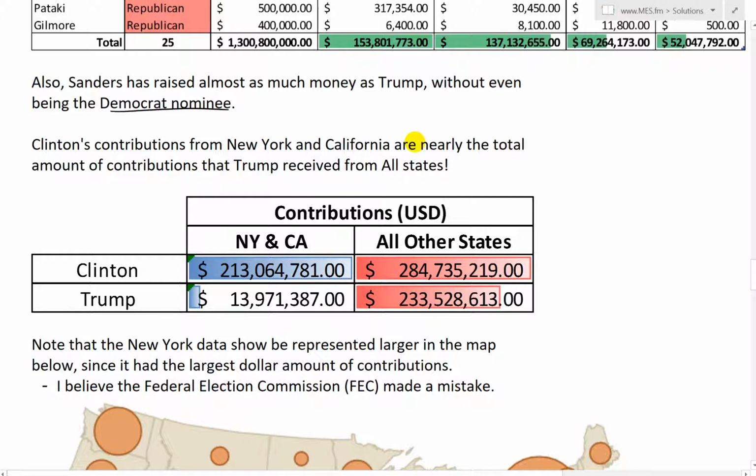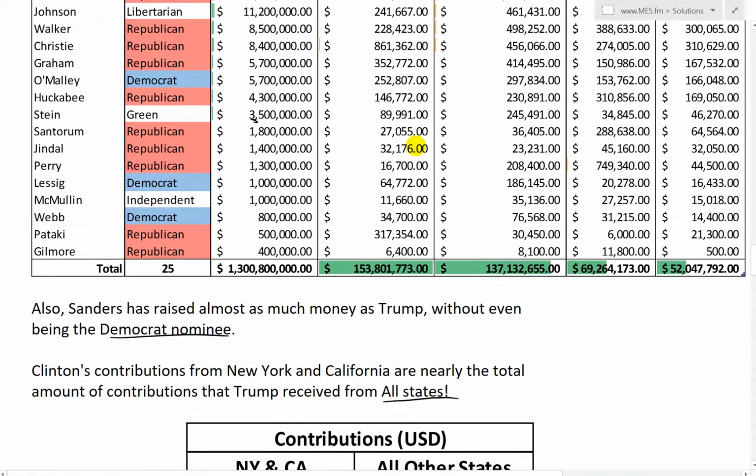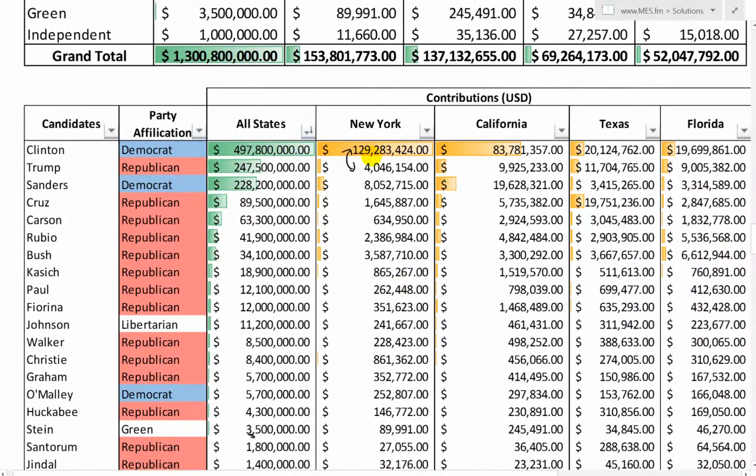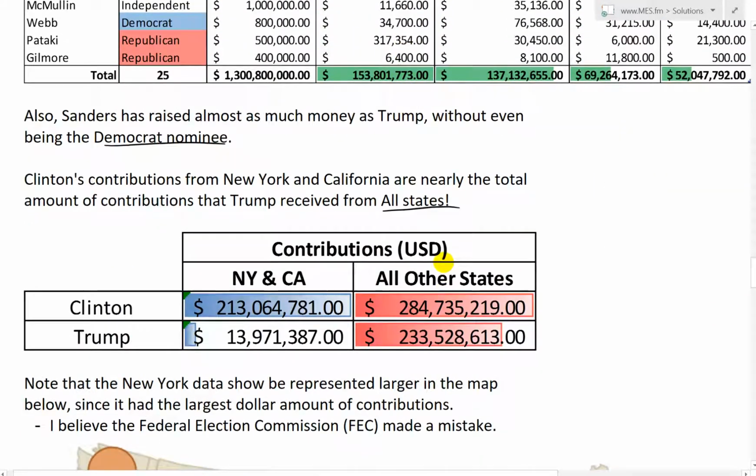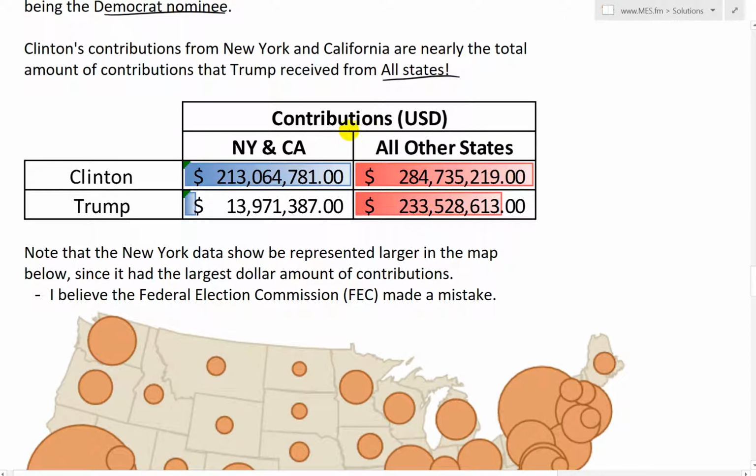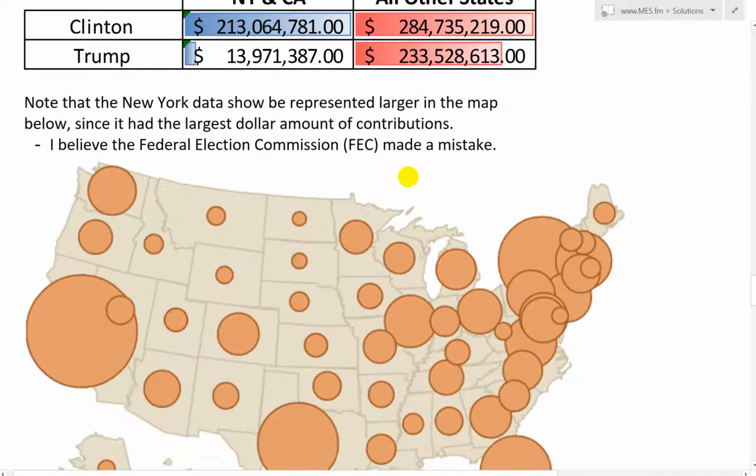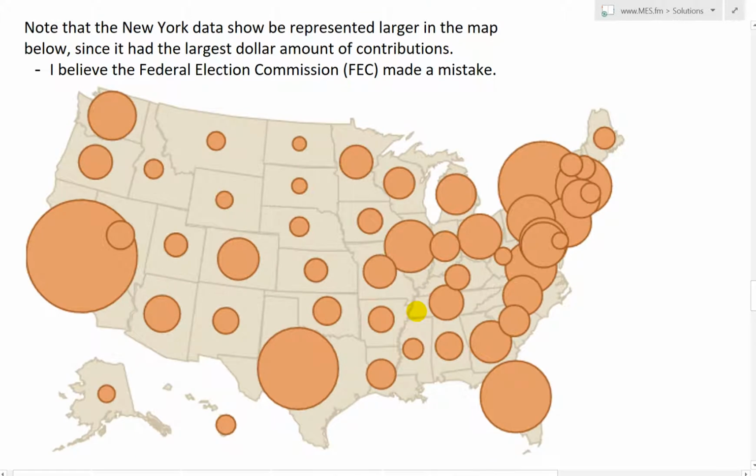And now Clinton's contributions from New York and California are nearly the total amount of contributions that Trump received from all the states. So if you look at here, New York's 129 is more than half of Trump's entire money he raised, which is quite interesting. So this is all the other states right here, and this is just New York and California. It's 213 million. So in these two states alone, Clinton raised almost as much as Trump did for all of these states.